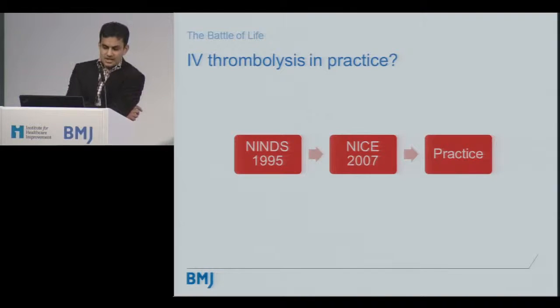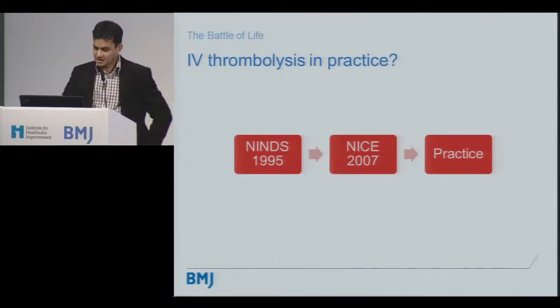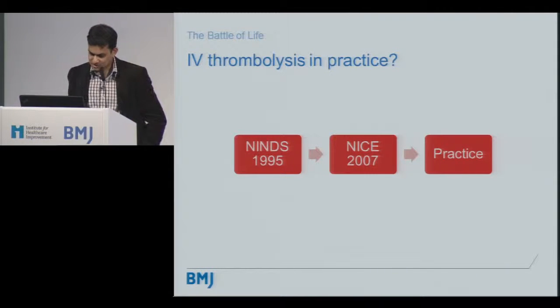So this sort of may remind you of Helen's first diagram, where we looked at research, guidelines, practice. And you may think, okay, so we had the first trial in 1995, guidelines 2007, so it must be in practice now. And conveniently, this adds up to about 18 years. And you may all remember or know that 17 years is supposedly the average time to get any research study into practice. So is it in practice?